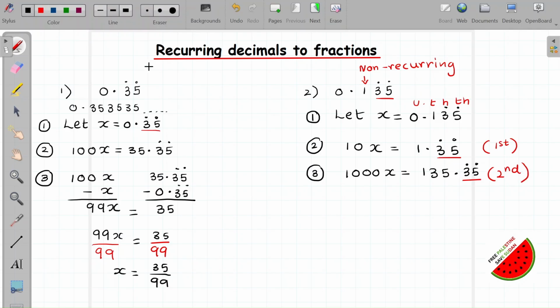Now, the next step, so there's just one additional step here. There might be some simplifying later, but we'll look at that in a bit. So we do the same thing, 1000x, take away 10x, and that's going to give me 990x.